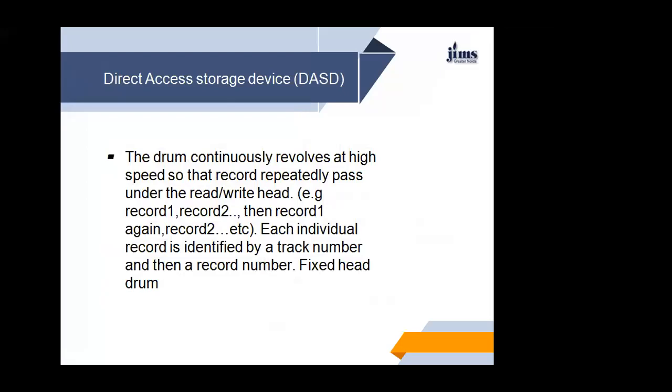Since the drum continuously revolves at a high speed, the records repeatedly pass under the read-write head. First of all record 1 passes, then 2, then 3 and so on. Then when one revolution has been completed, again record 1, record 2 and so on. Each individual record is identified by a track number and then a record number.